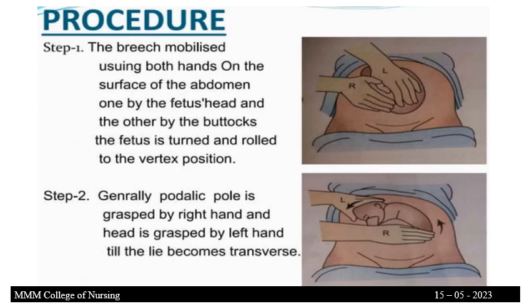Procedure. The breech is mobilized using both hands on the surface of the abdomen, one by the fetus head and the other by the buttocks of the fetus, and it is turned and rolled to the vertex position. Okay, so first is to hold the breech, to mobilize the breech by both hands, one on the surface of the abdomen by the fetus head and the other on the buttocks of the fetus, and it is turned and rolled to the vertex position.